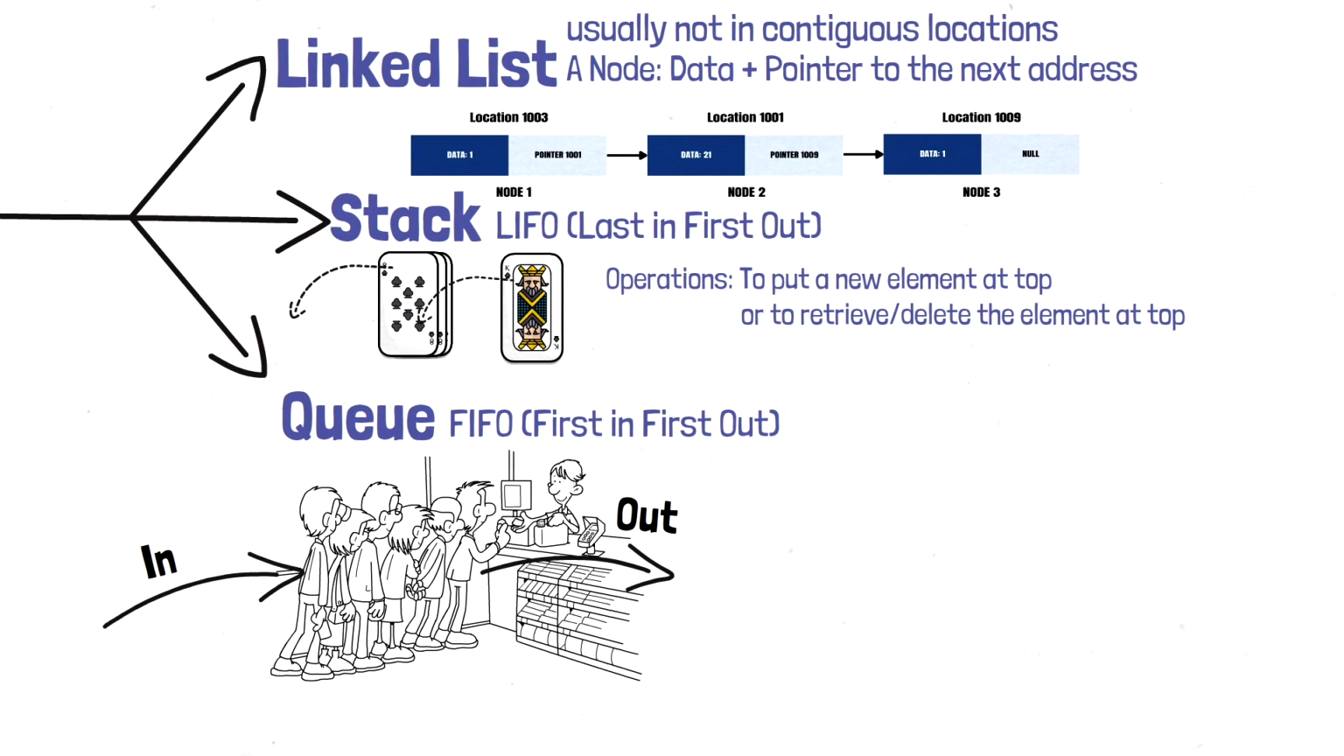Alright, today we mainly covered the definition of data structure and four types of specific data structures.